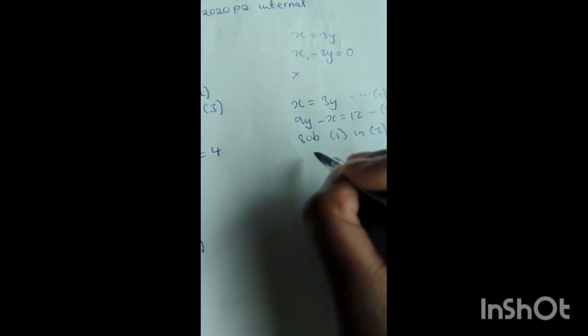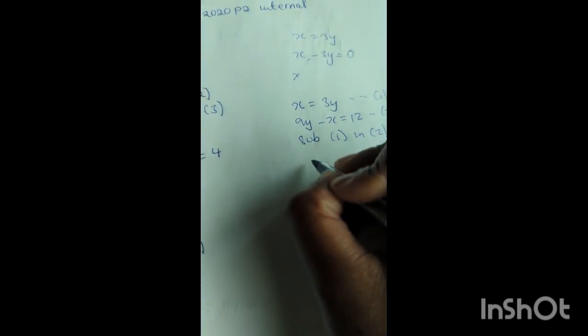Sub means substitution into. Okay, so meaning where there's x, I'm putting this. And remember, when you're substituting, I said you put in what? In parentheses, so that you don't mess up with your signs. So it will be 9y minus 3y. Why? Because x here is 3y equals 12. Okay, so 9y, negative by positive, negative. Okay, 9 minus 3, 6y equals 12.